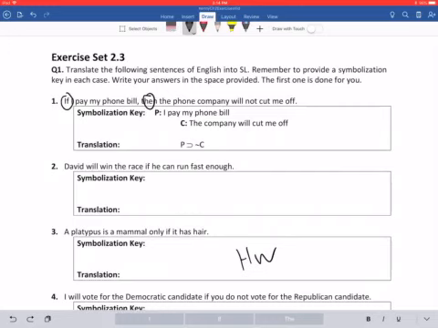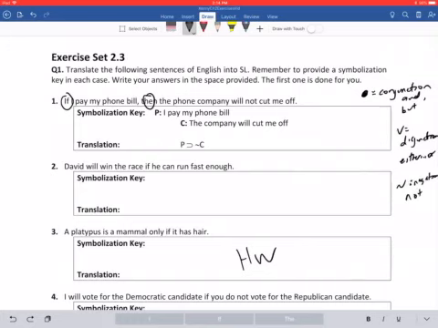So the previous exercise just had the dot, which is conjunction, and, but, and then we had the wedge, which is called disjunction, and which is usually either or. We had the tilde, which is negation for not.